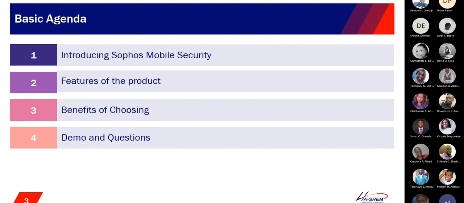So our basic agenda for today, what we are going to be talking about. Firstly, we will look at an introduction to Sophos Mobile Security as a product. Then we go to the features of the product, where we look at the different features that the Sophos Mobile Security portfolio offers us. Then we take the benefits of choosing the product, and then the demo session, which is one of the lovely sessions that I like. And then if you have any questions, we go to the question session. So that is how the agenda for today is going to look. So kindly follow me as we go through this session.